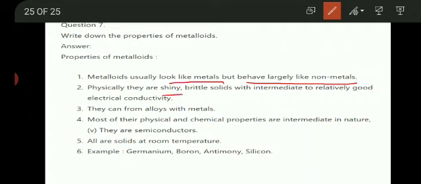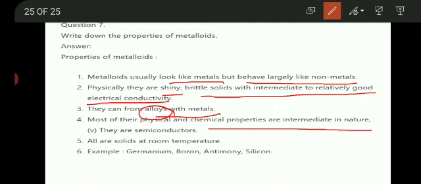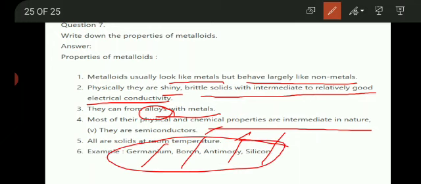Physically they are shiny, brittle solids with intermediate to relatively good electrical conductivity. They can form alloys with metals. Alloys means they act with both characters. Most of their physical and chemical properties are intermediate in nature. They are semiconductors. Semiconductor means sometimes they conduct electricity, sometimes they do not. All are solids at room temperature. For example, germanium, boron, antimony, silicon. These are metalloids.